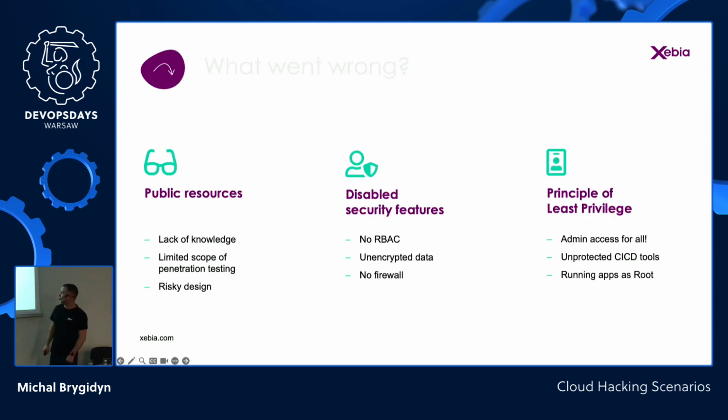What went wrong here? First of all, public resources. I don't know if teams building Kubernetes don't know how subnets work, what's a public subnet, what's a private subnet, or they just don't want to do it properly. And there are still many resources that are exposed publicly, with anyone able to access them. There is no firewall on it, there is no security group on it.